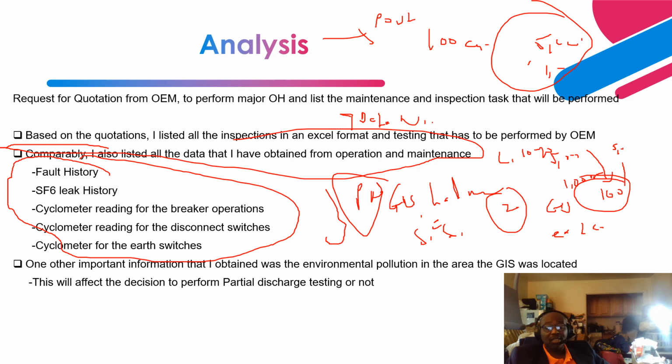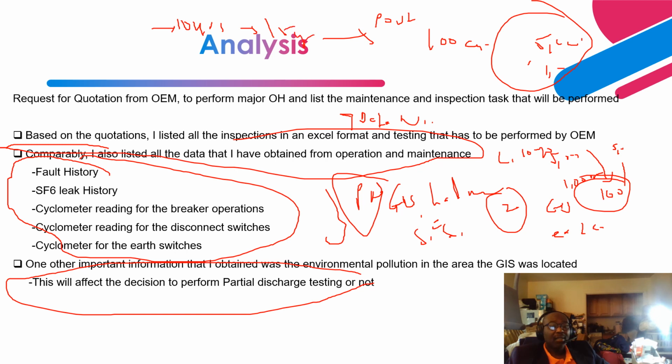$8,000 per GIS, to perform PD testing on each GIS, right? So what I did was indicate that we don't need GIS PD testing. We can postpone the testing of the PD from the 10-year interval to the 15-year interval. And alongside that, we can ask for a quotation for installation of a PD monitoring device.